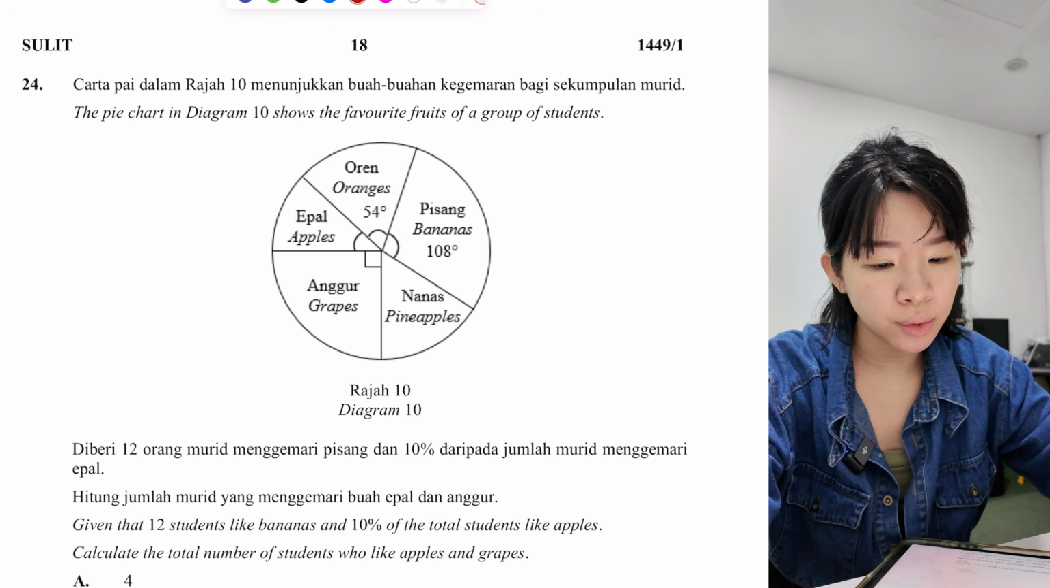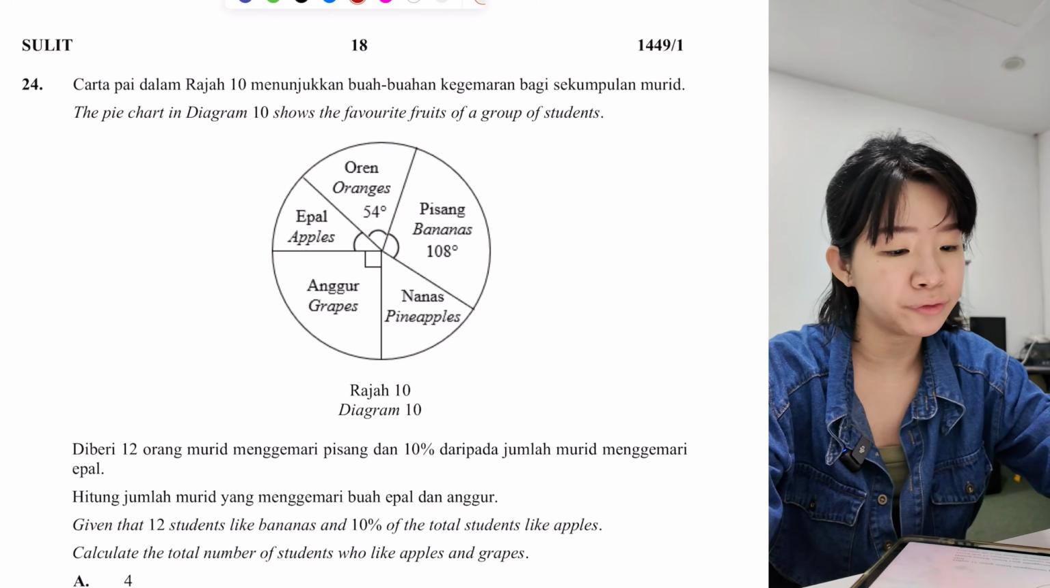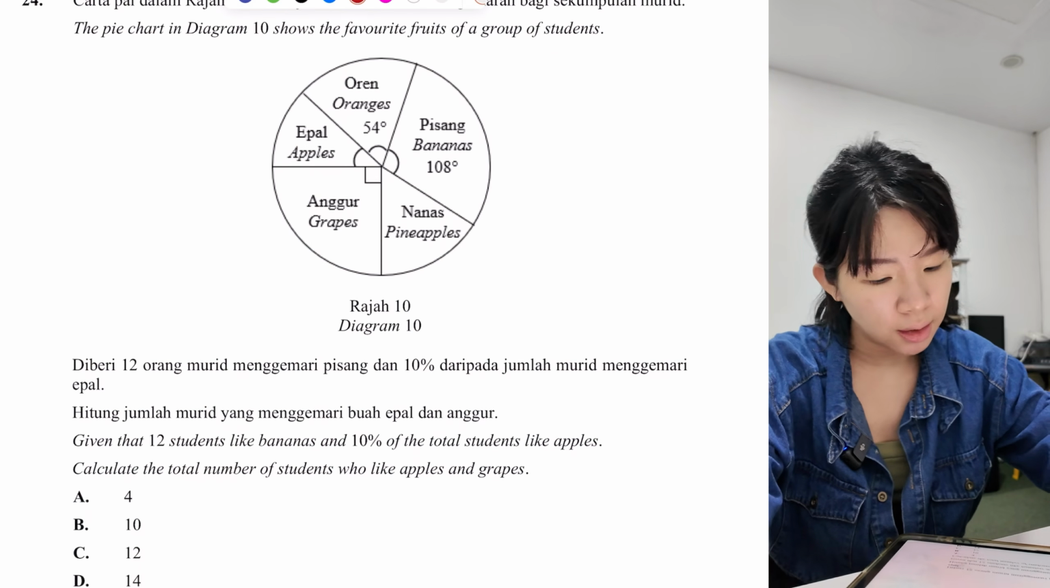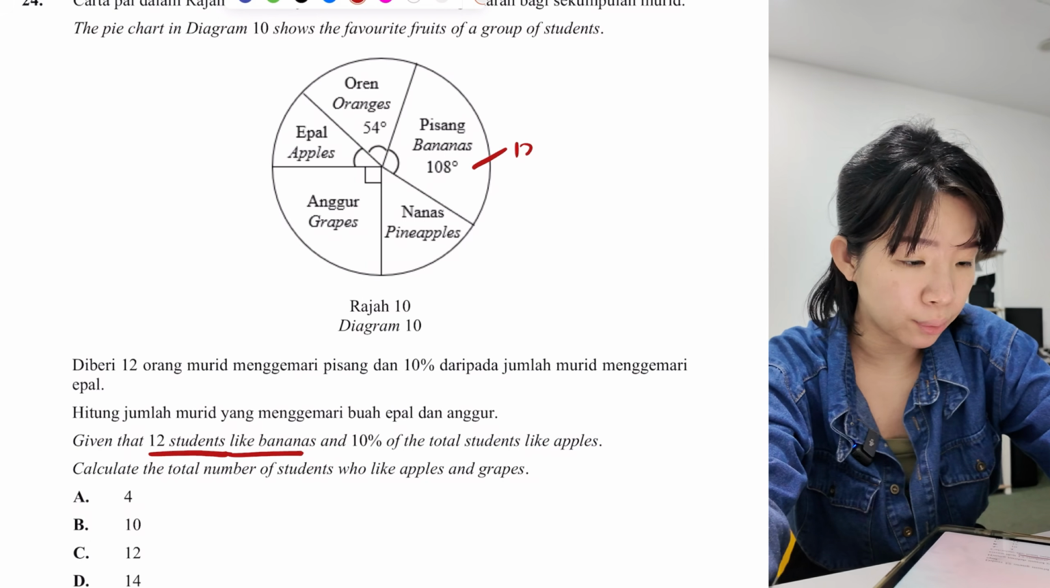Okay, let's look at question 24. The pie chart in diagram 10 shows the favorite fruit of a group of students. Here it is given that 12 students like banana. So here we have 12 students.